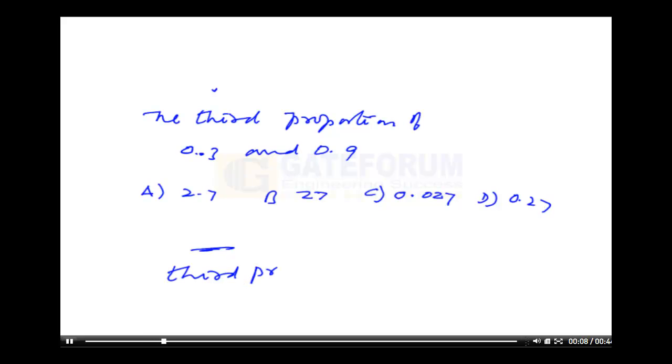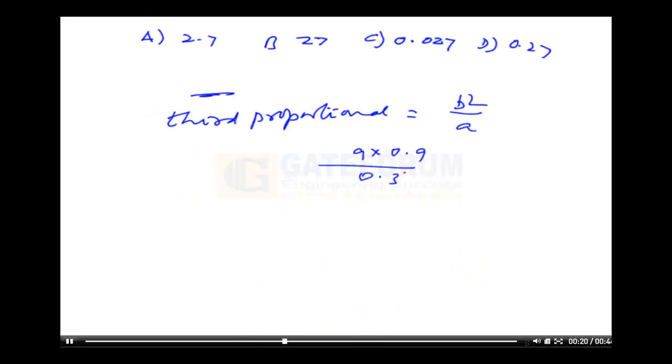Third proportional is B square by A, which is equal to 0.9 into 0.9 by 0.3. 0.3 goes 3 times, so 3 into 0.9 is 2.7. The option is A.